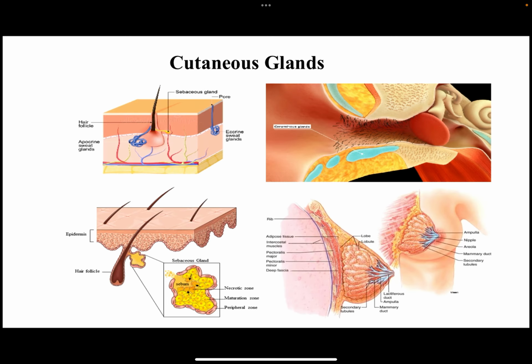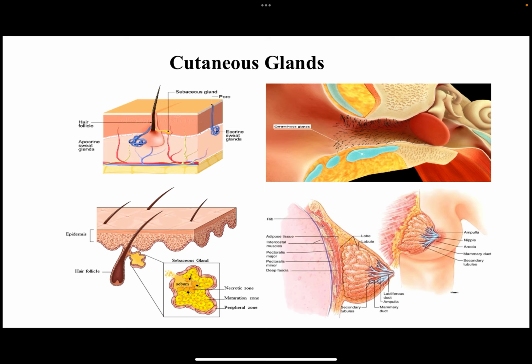Then we have the sebaceous glands. Let's look at this diagram. These are the sebaceous glands. These are some of the glands, the sebaceous glands. Okay, good. And then you can see from your immediate right, we have the ceruminous glands.